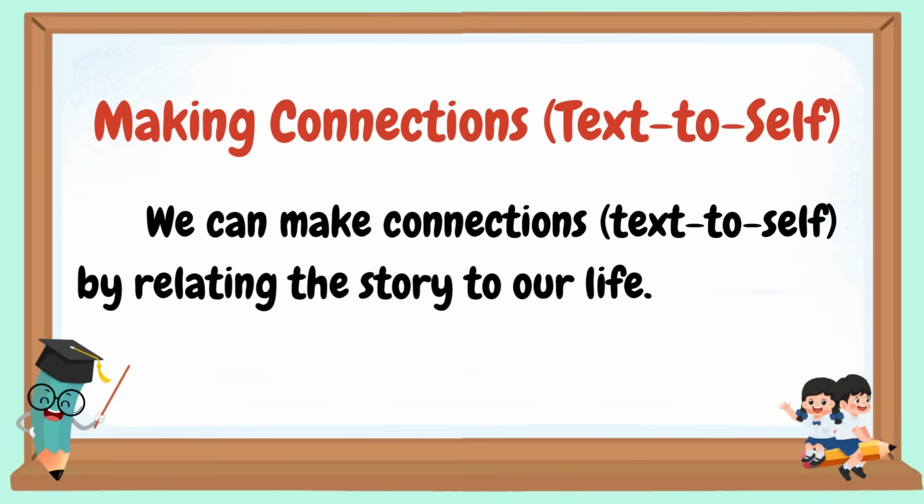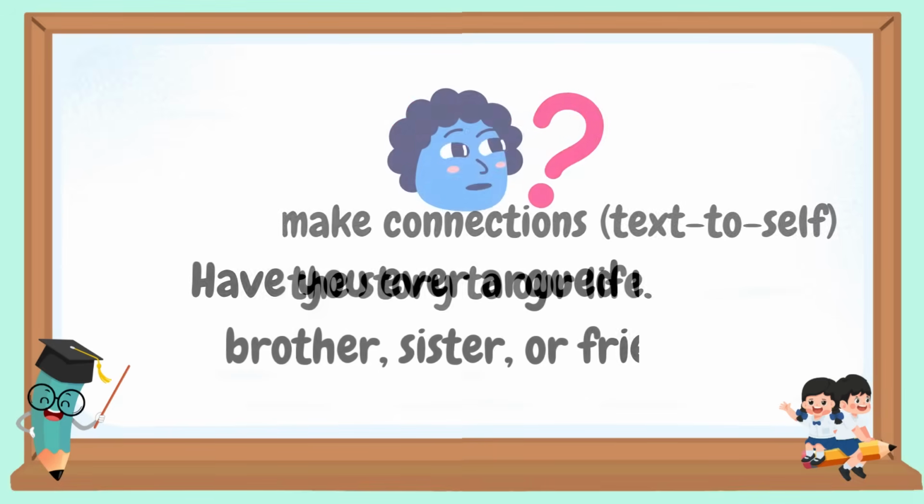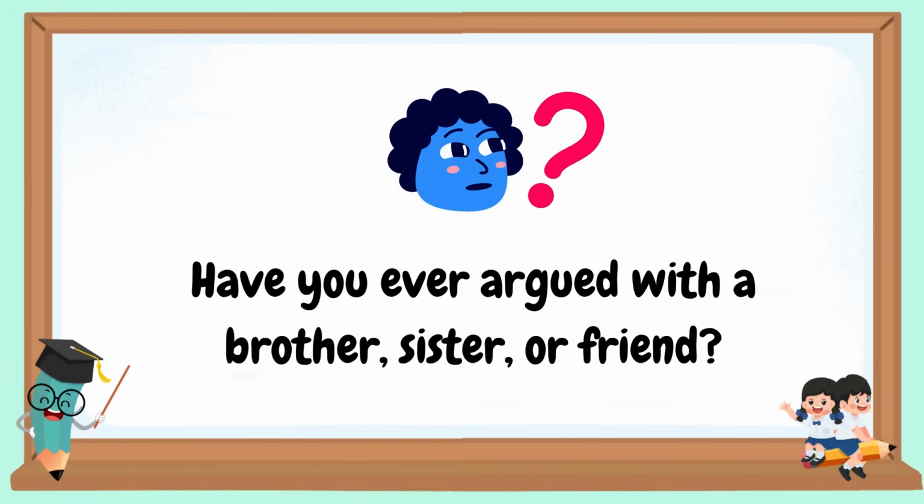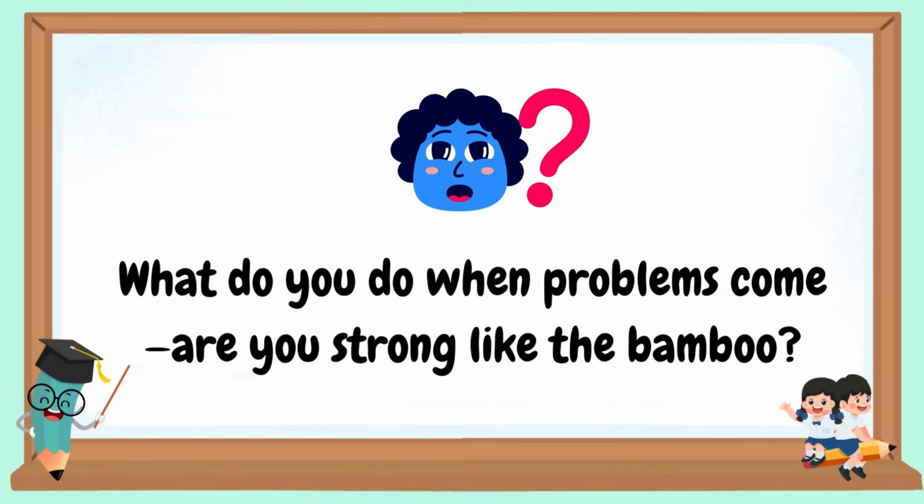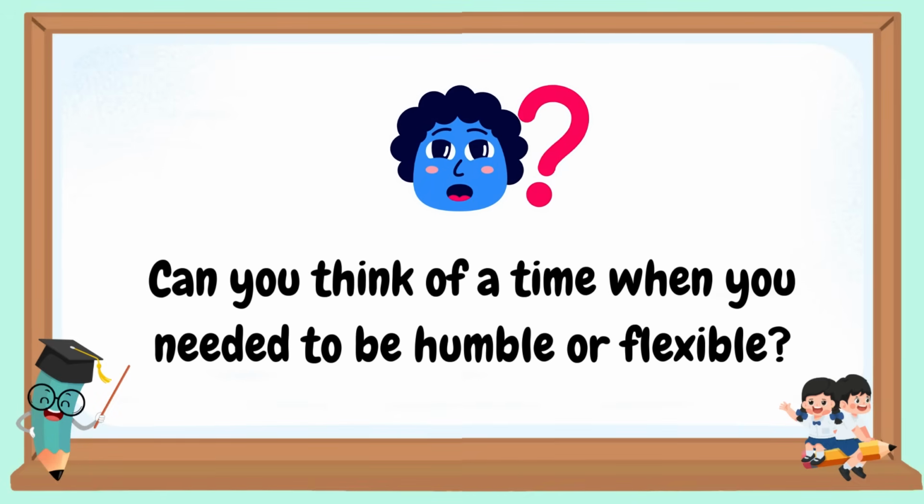Making connections, text to self. We can make connections by relating the story to our life. Have you ever argued with a brother, sister, or a friend? What do you do when problems come? Are you strong like the bamboo? Can you think of a time when you needed to be humble or flexible?